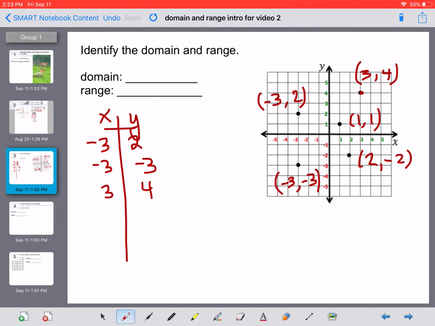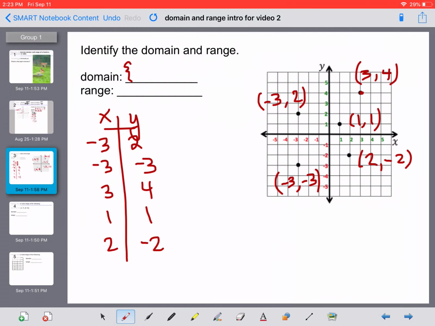And now for a question like this, you really don't need to go into the table once you get used to doing these, but at the beginning I like to show the table just to remind myself of where I'm getting my numbers from. So those are my x and y values, and now I'll write my domain and range.